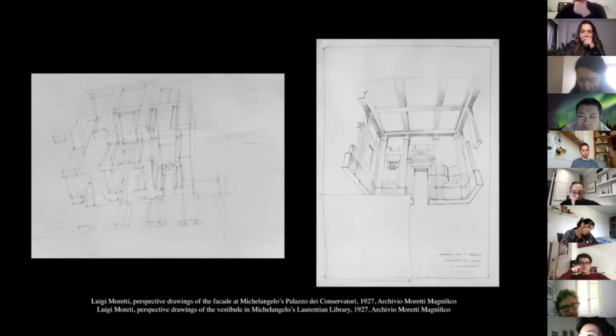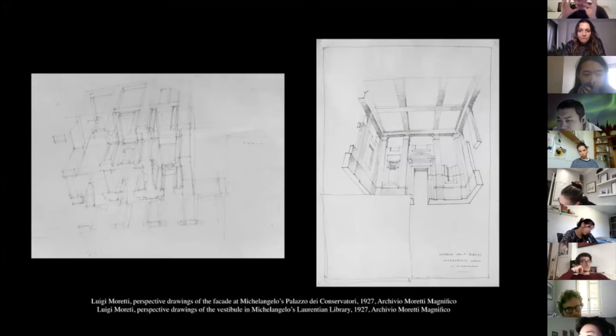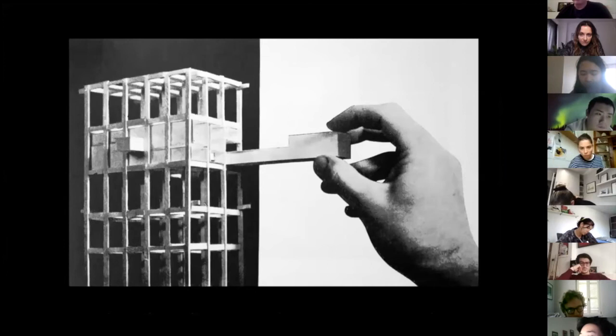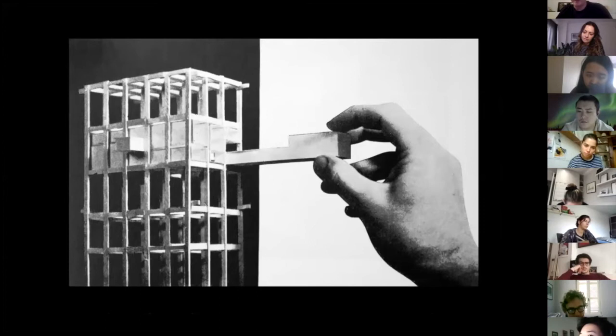Again, another interesting drawing of the Laurentian Library on the right, where Moretti seems to want to describe the structure of this building as a cage, as a three-dimensional cage within which instead parts of the wall are infilled. So of course, this view by Moretti is also a very contemporary view, which understands buildings as composed by structural frames and elements which have no load-bearing functions, like, I don't know, wooden panels, plasterboard panels, hollow brickwork, and so forth. And it's a way of building which, of course, was not at all adopted in the Renaissance.